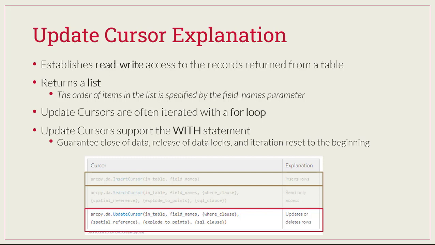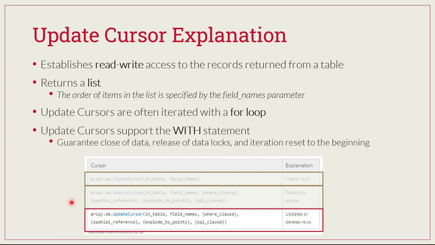Update cursor is going to return a list. So remember, our search cursors return a tuple. Update cursor is going to return a list, and the order of the items in the list is specified by the field names parameter in your statement. So whichever field names you want to work with, that's what's going to be in the list that gets returned.